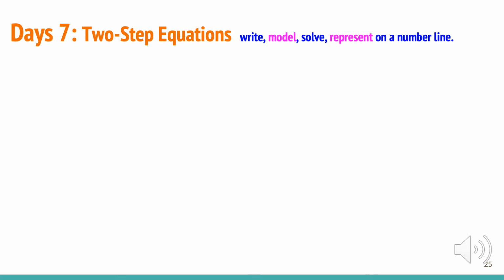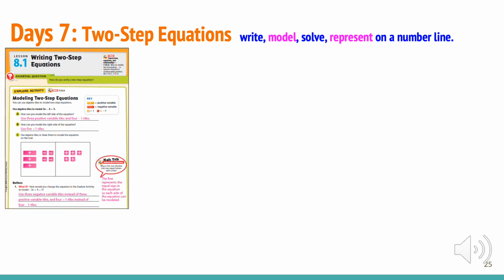Now with equations, students have to write, model, solve, and represent solutions on a number line, as well as being able to tell if a given value makes the equation true. So there are a lot of verbs, a lot of things that students have to do with these equations. They'll have to write 2-step equations. Notice here they're modeling with the use of algebra tiles, so break out your algebra tile kits.